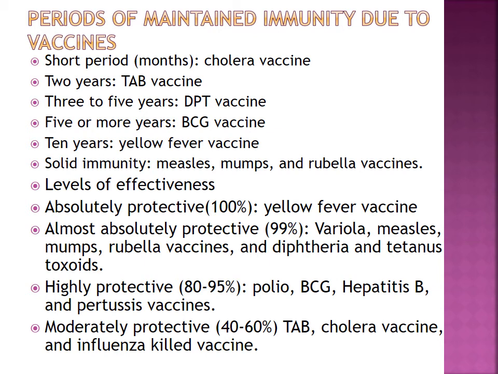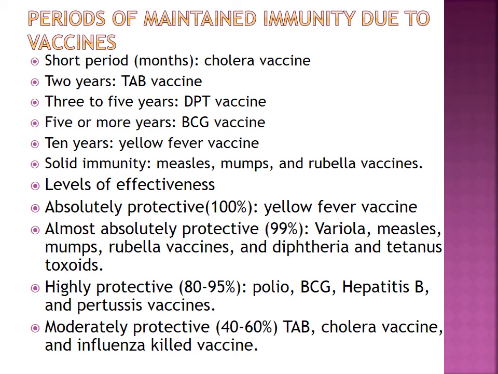The period of maintained immunity due to vaccines differs from one virus to another. In the case of the cholera vaccine, it is a very short period, lasting only months. The TB vaccine lasts for 2 years, DPT for 3 years, BCG for 5 years, and yellow fever 10 years.